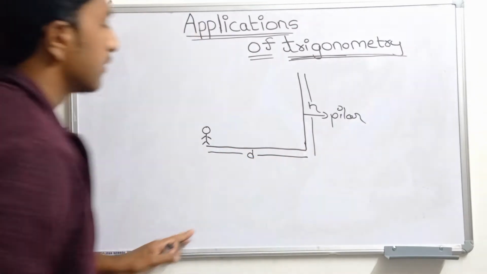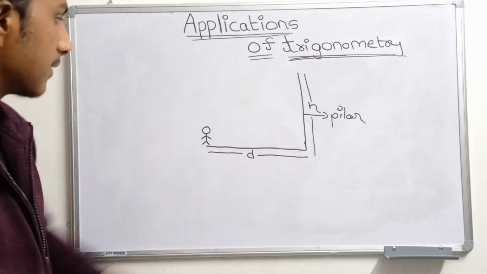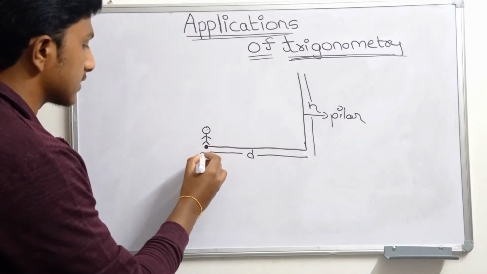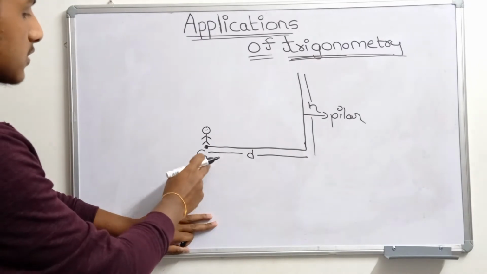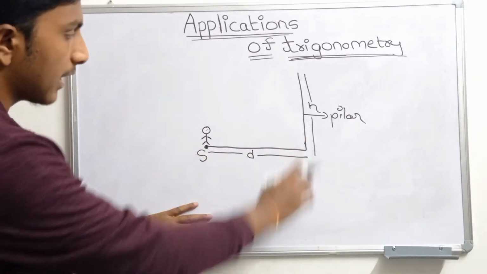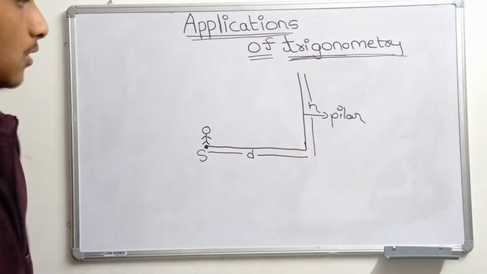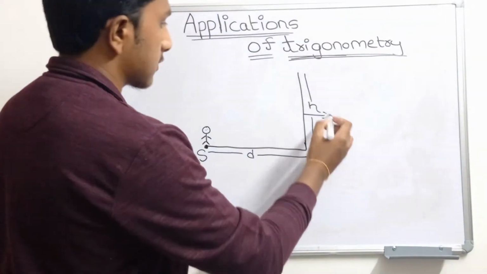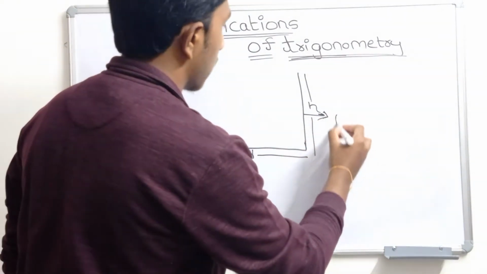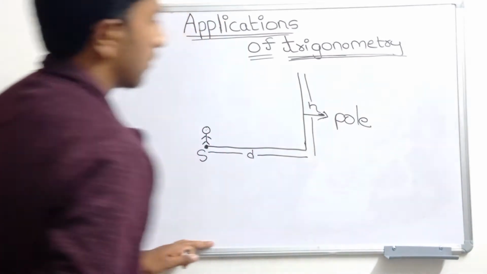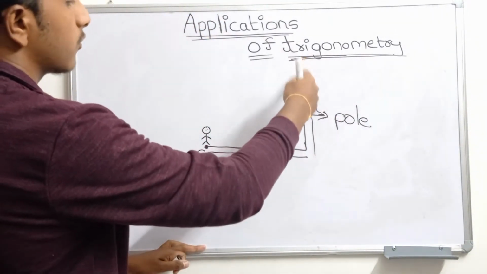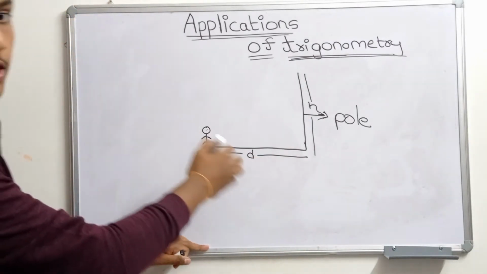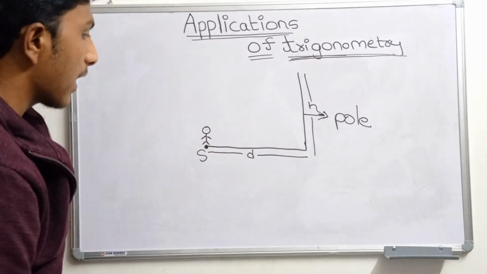Let the distance between the man and the pillar be d. And here is the man standing at the position. Consider this position as S. Or else we'll consider it as a pole, not a pillar. Most of the textbooks consider it as a pole, so I'll also take it as a pole. The height of the pole is h, the distance between the man and the pole is d, and S is the point where the man is standing.